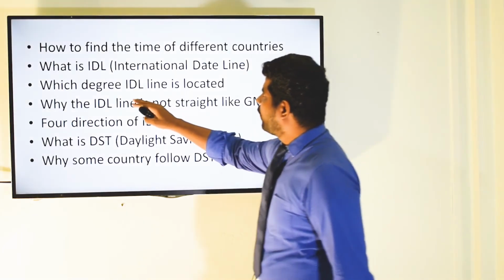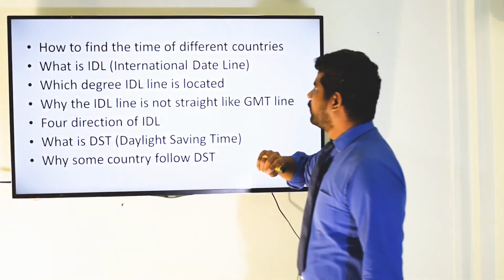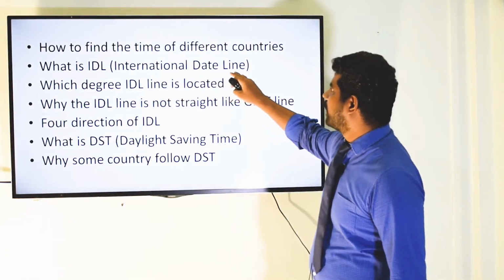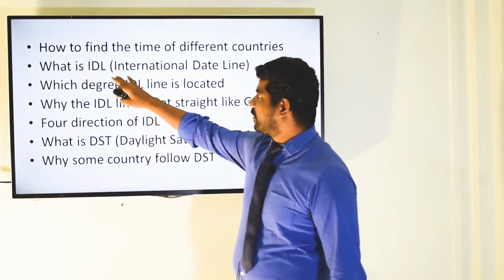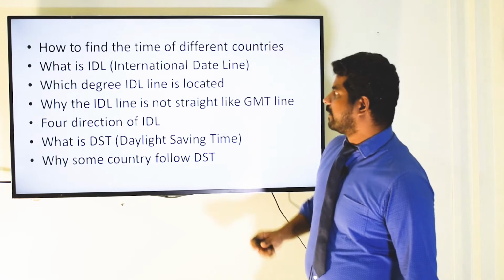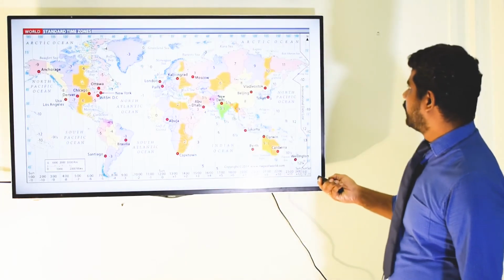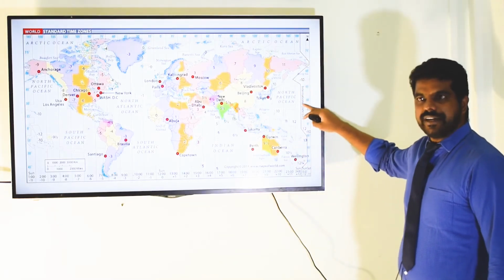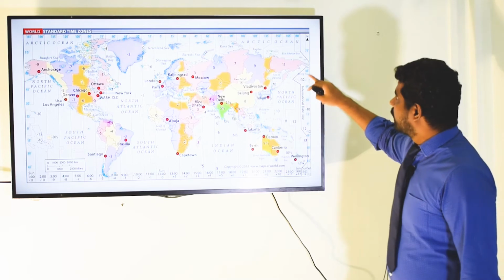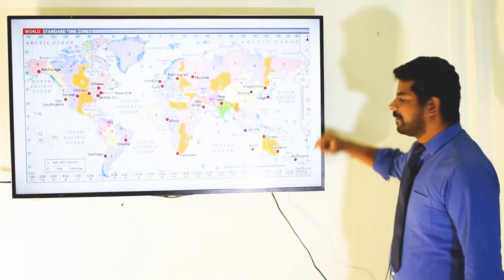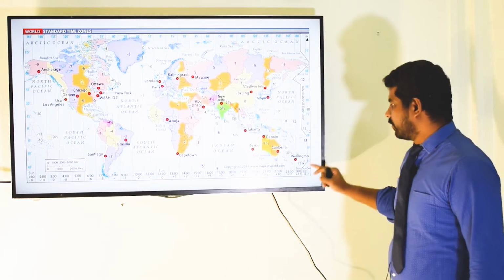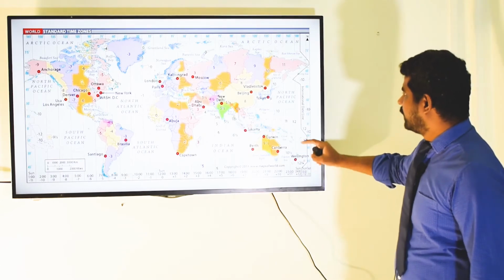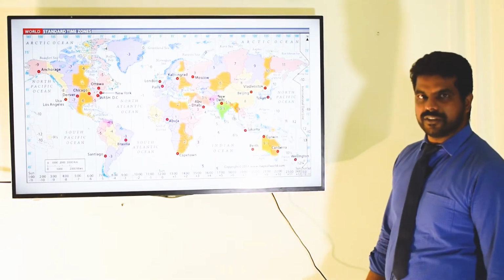All right. Now we are going to look at what IDL is. The next thing we are going to learn is what IDL is. The full form of IDL is the International Dateline. So where is this line exactly located? Here you can see this is known as the International Dateline, right? The International Dateline is located exactly at 180 degrees, running from north to south, along the 180 degree longitude line.